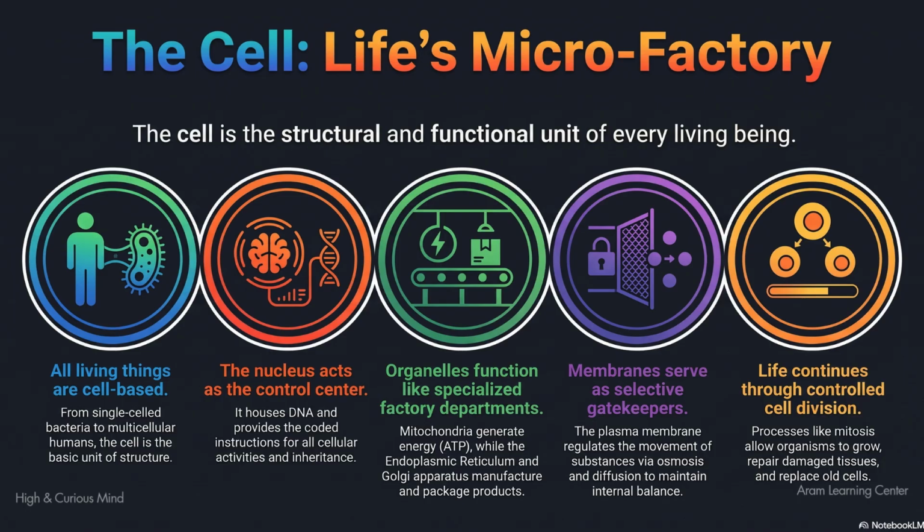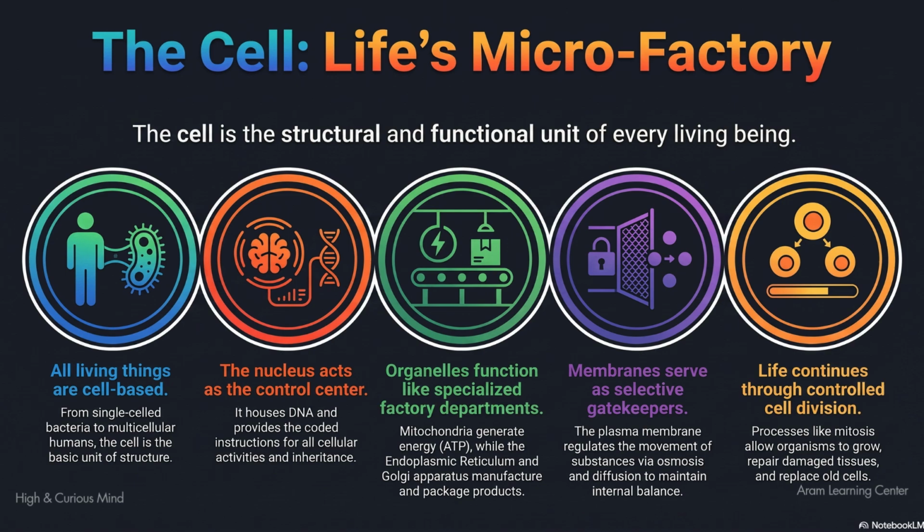1. All living things are cell-based. It means, from single-celled bacteria to multicellular humans, the cell is the basic unit of structure. 2. The nucleus acts as the control center. It houses DNA and provides the coded instructions for all cellular activities and inheritance. 3. Organelles function like specialized factory departments. Here, mitochondria generate ATP, while the endoplasmic reticulum and Golgi apparatus manufacture and package products.